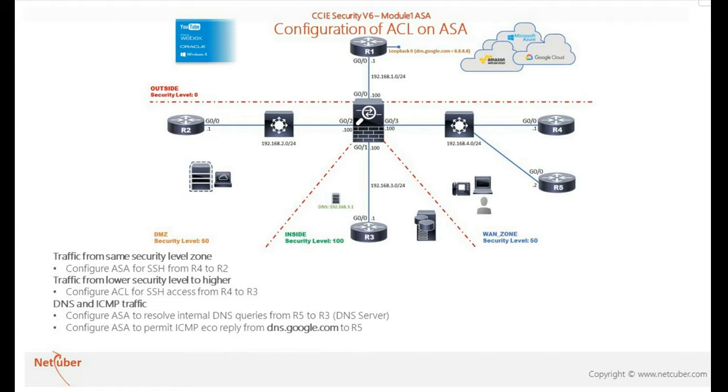We aim to complete a few tasks in this topology. First thing, traffic from same security level zone. We will be testing SSH access from R4 to R2. So R2 and R4 are in the same security zone. Second task, traffic from lower security level to higher security level. We will be checking SSH access from R4 to R3. R4 has a security level of 50 and security level 100 is on R3.